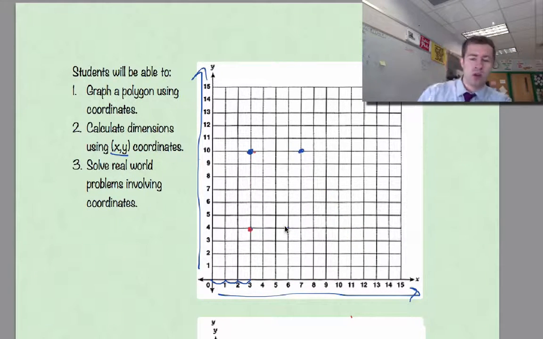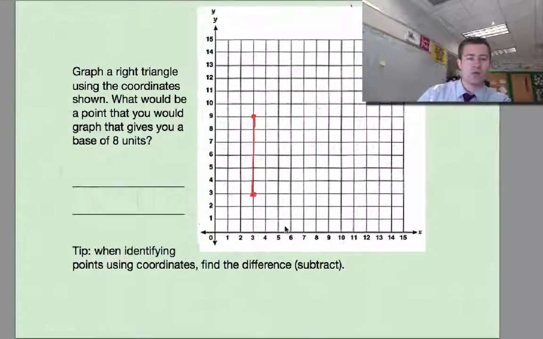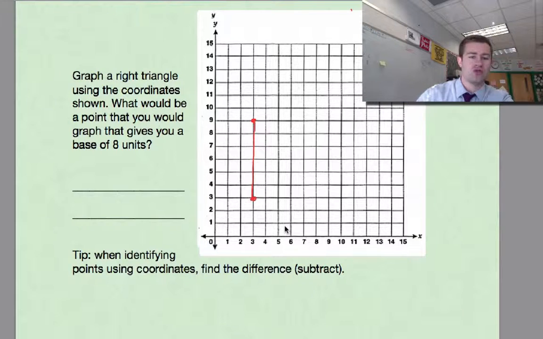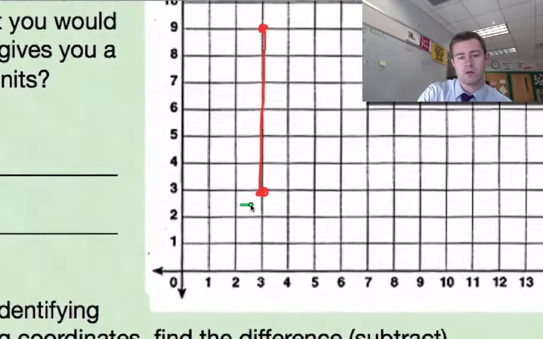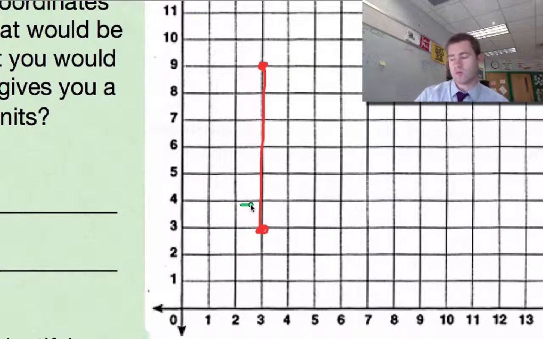You're going to have to answer some other questions about this too. Graph a right triangle using the coordinates shown. What would be the point that you would graph that gives you a base of 8? Interesting problem. We want to graph a right triangle so that its base is 8. So we have our coordinates here. I'm going to zoom in on that.